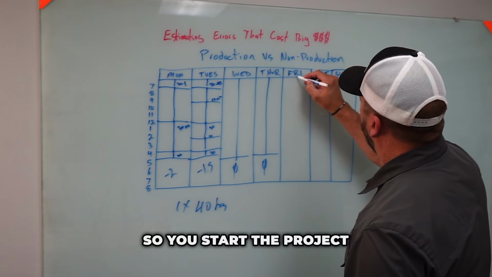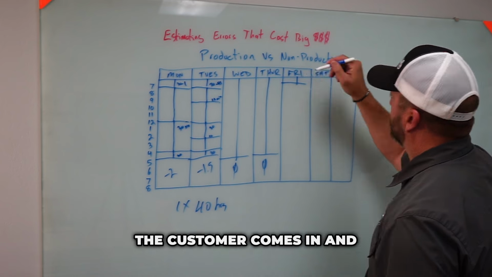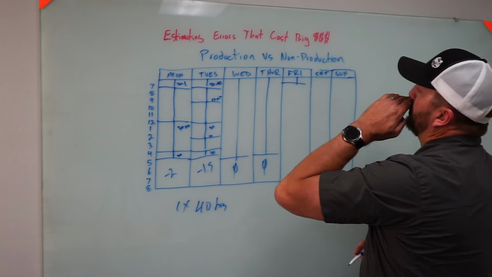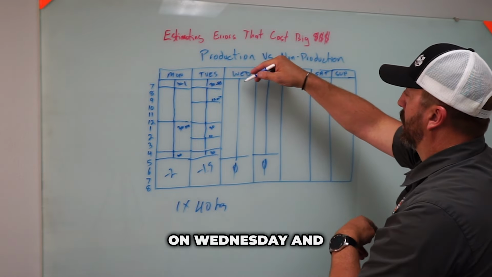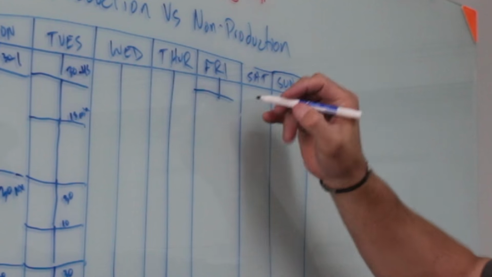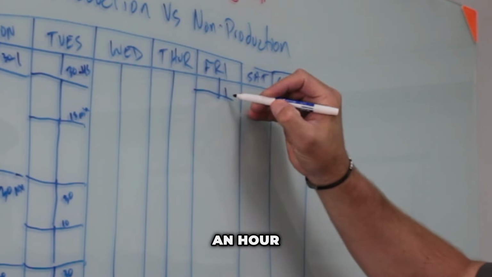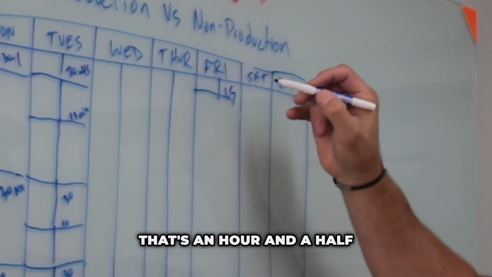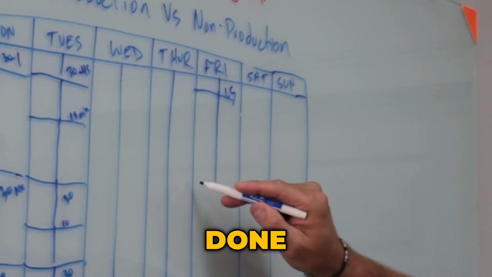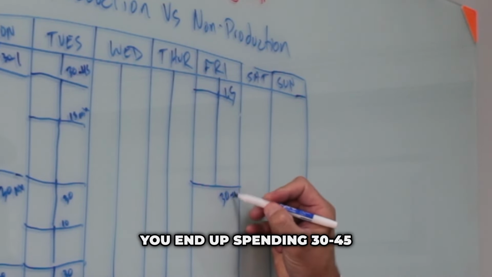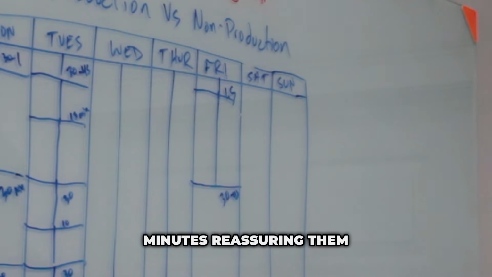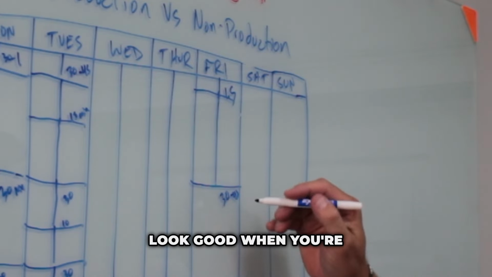So you start the project, but guess what? Friday morning, the customer comes in and says, hey, we got some issues here. We don't like the way this was done on Wednesday, and we need to redo something. Well, that sucks. That sets us back an hour, plus setup time. That's an hour and a half. We're trying to get it done. Customer comes home at lunch again to check on you. You end up spending 30, 45 minutes reassuring them that it's going to be all done, look good when you're done.